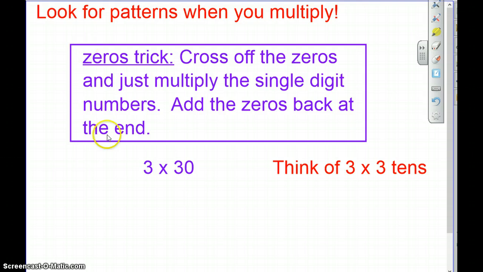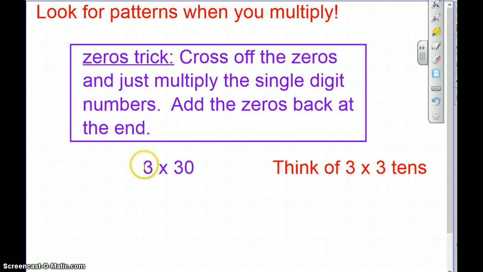Today we're going to be looking for patterns when we multiply. And we're going to be using a special trick today I call the zeros trick. This is to help you multiply larger numbers that have zeros in them more easily. The zeros trick is: cross off the zeros and just multiply the single digit numbers other than 0. Then you add the zeros back at the end of the problem. It makes more sense when you look at it.